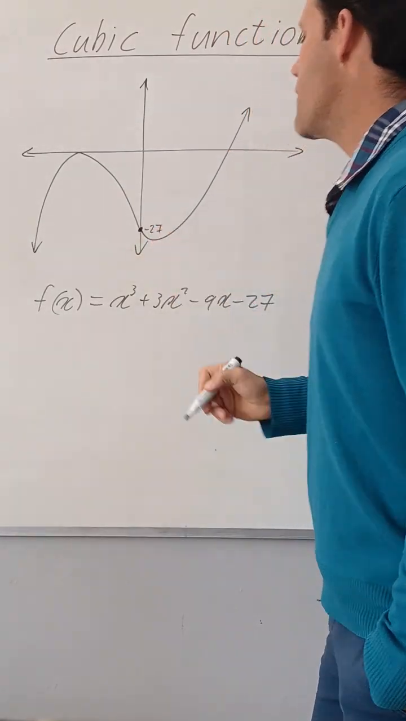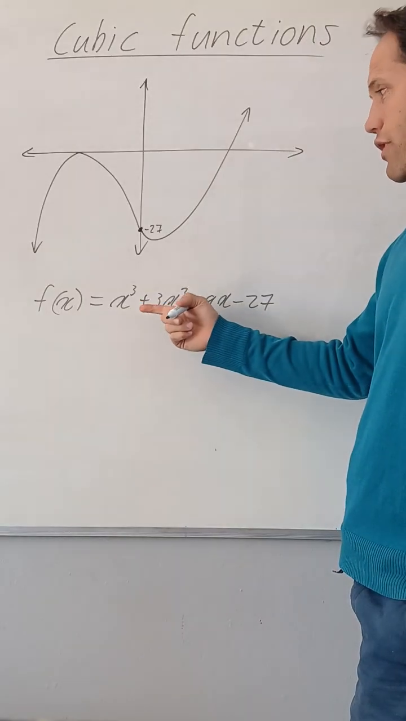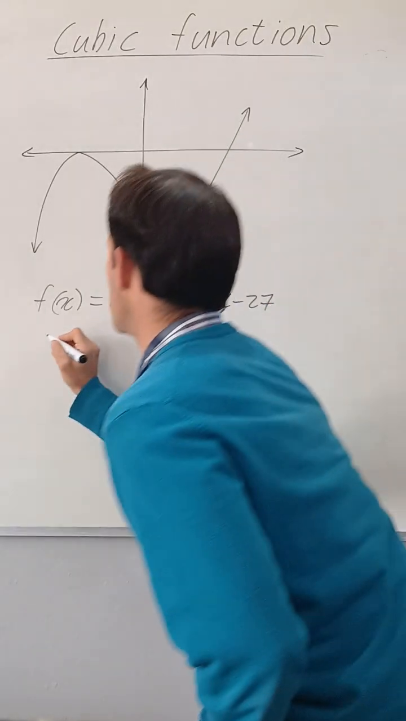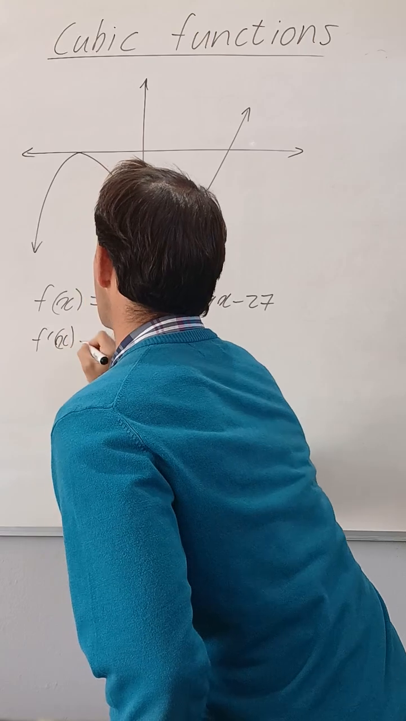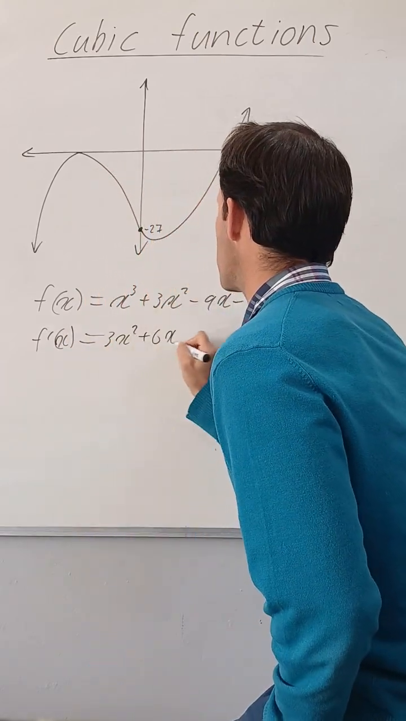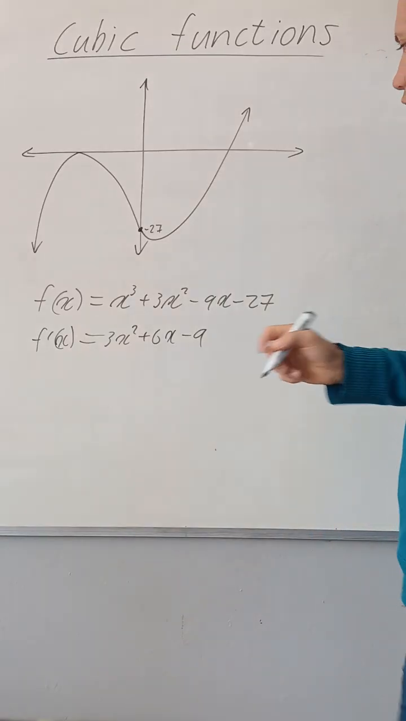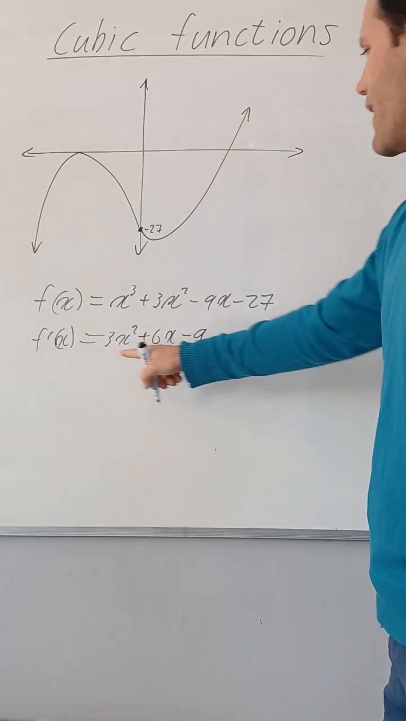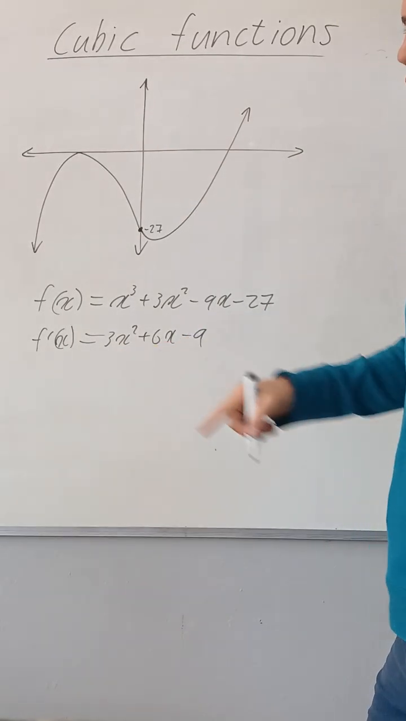Okay. But now what we're going to look at is the derivative of this, which is going to be 3x squared, 2 times 3 is 6x, minus 9. And now this derivative makes a parabola. So we're going to look at this parabola now.